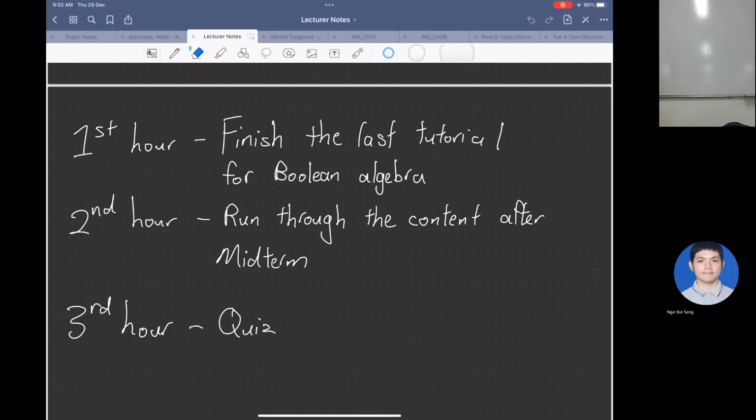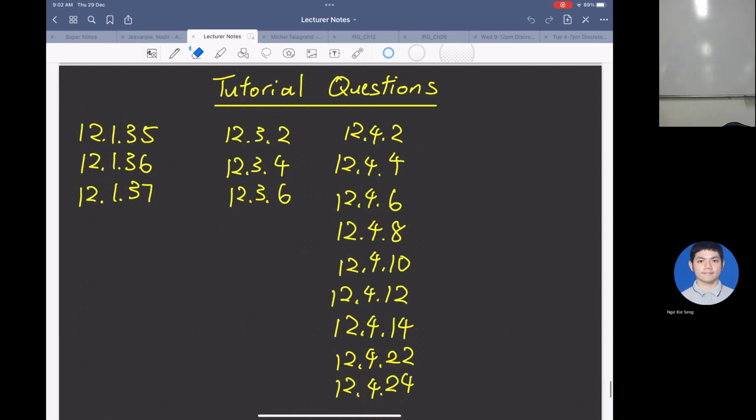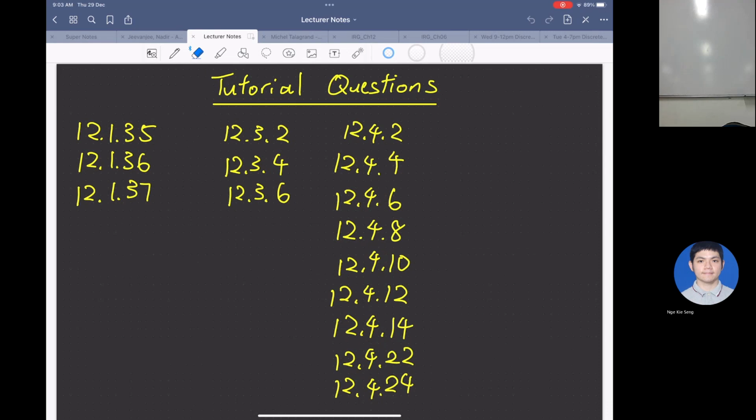Anyone look at the tutorial question yet? Try to discuss with your friend. Try to do at least one question from 1.4, the K-map, so that when I discuss later, you won't get lost.